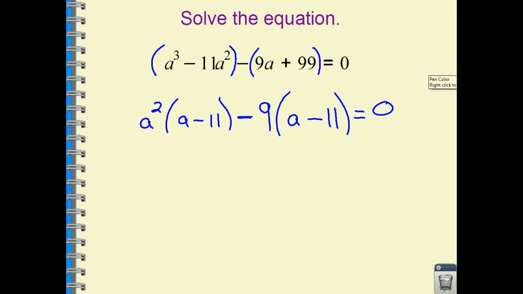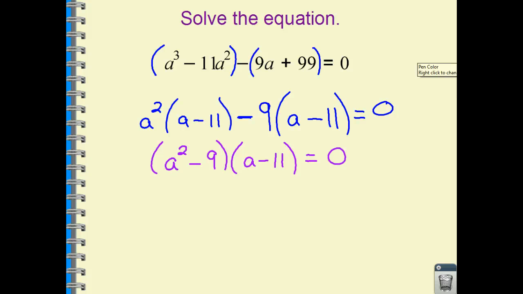All right, moving along, let's try to make a recognition of our current line. Okay, I see some common a minus 11s, and I see some terms that have been factored out, so I can group them. We're going to factor by grouping. So we'll take the a squared from the outside, bring down our minus 9 from the outside, and we have our common a minus 11 binomial. That's all equal to 0.